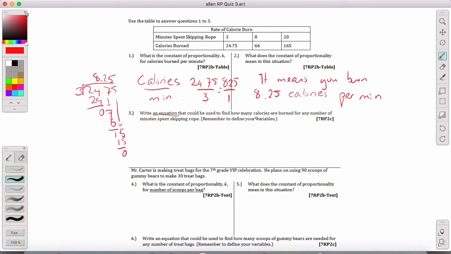So how many calories are burned? That's my y thing. Minutes is my x thing. So my y thing, the number of calories, is 8.25 times my x thing, which is any number of minutes. So I could also write this as C for calories equals 8.25 times M for minutes.